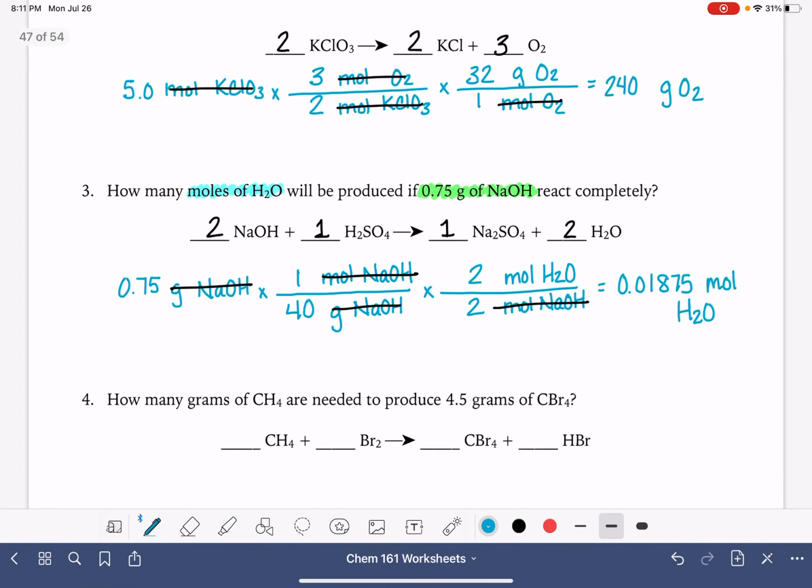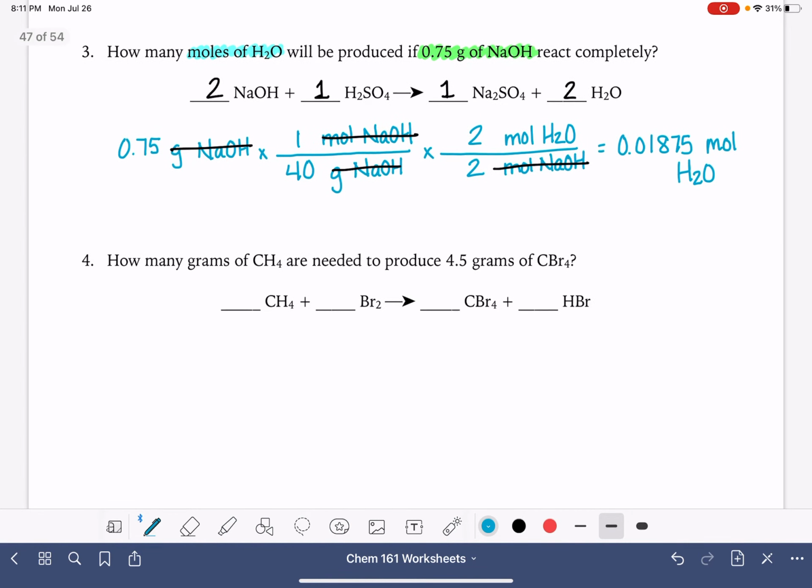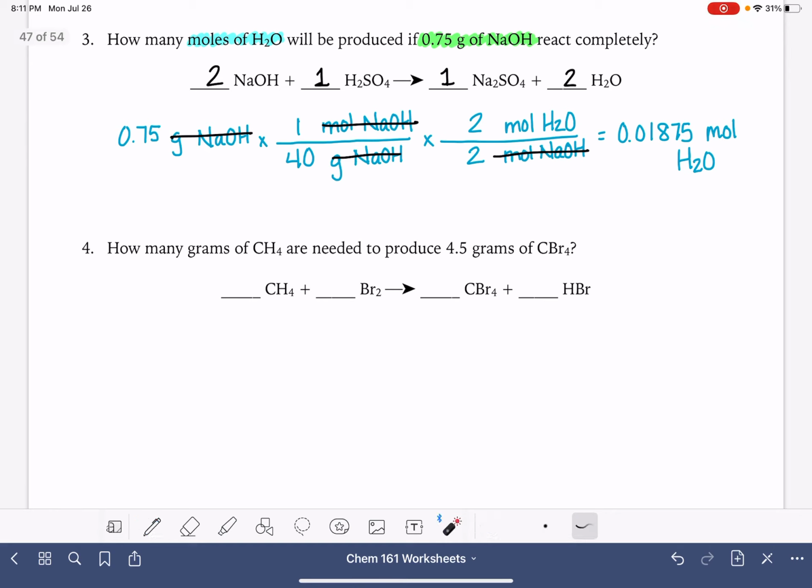We've got one more of these problems that we can practice on. Let's take a look at balancing this equation. We have 1 carbon, 1 carbon. We have 4 hydrogen, so we need 4 hydrogen over here. We have 2 bromine. We have 1, 2, 3, 4, 5, 6, 7, 8 bromine, so we need to have a total of 8 bromine. So this is asking us to convert from 4.5 grams of CBr4 into grams of CH4.